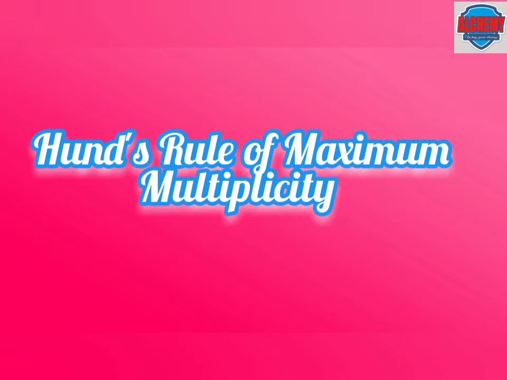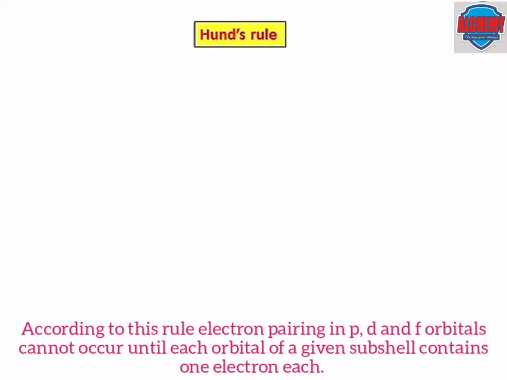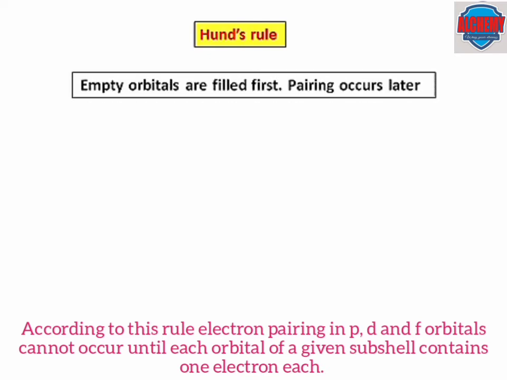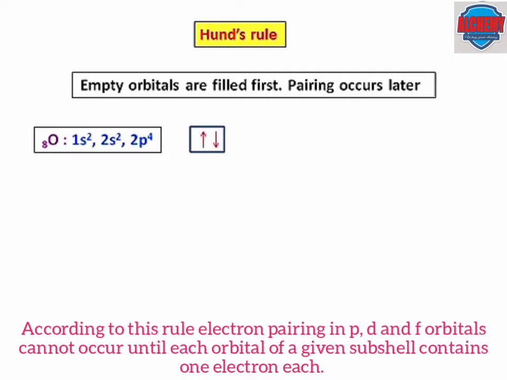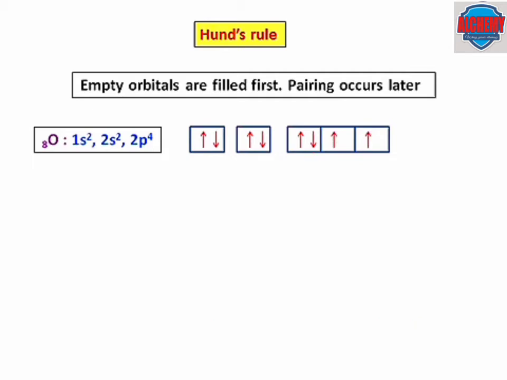Next, we will discuss Hund's rule of maximum multiplicity. According to this rule, the electron pairing in p, d and f orbitals cannot occur until each orbital in a given subshell contains one electron each. In simple words, empty orbitals are filled first, pairing occurs later. In the case of oxygen, the electronic configuration is 1s2, 2s2 and 2p4. The 1s and 2s orbitals are filled with 2 electrons each. But in the case of 2p4, electrons should be filled in such a way that each orbital receives 1 electron each and then the pairing occurs.